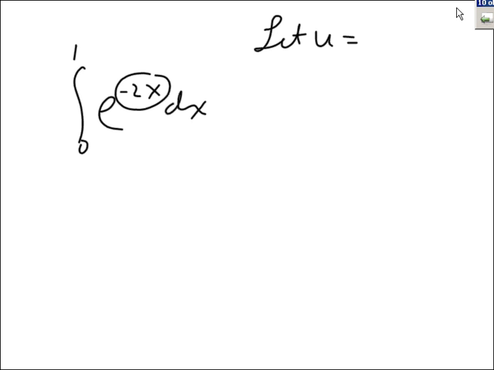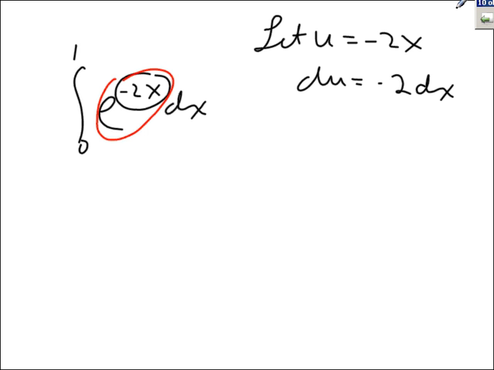You have the integral of e to the negative 2x dx from 0 to 1. Again, I would let u equal what's the power? Let u equal negative 2x. Well then du is negative 2 dx. Well, this part here is clear as day. It's e to the u.